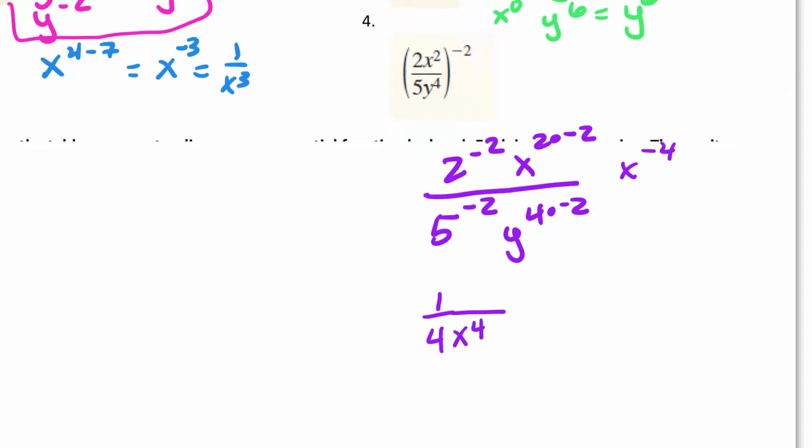We then have 5 to the negative 2, which, if it was on the top, we would move to the bottom. Since it's on the bottom, we move it to the top. So we have 25, and then y to the 4 times negative 2 is y to the negative 8. So we move y to the 8th on top.